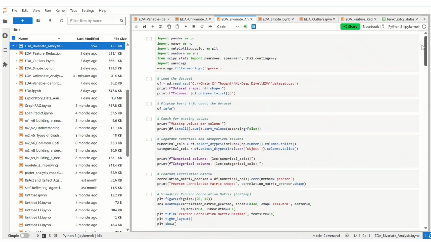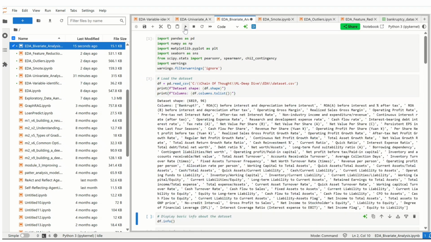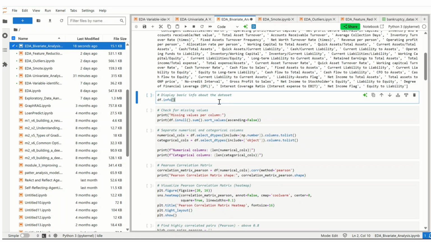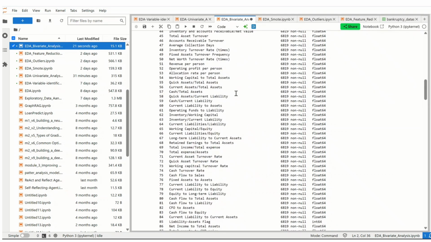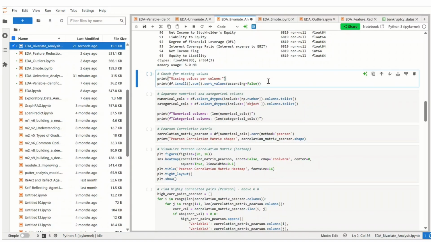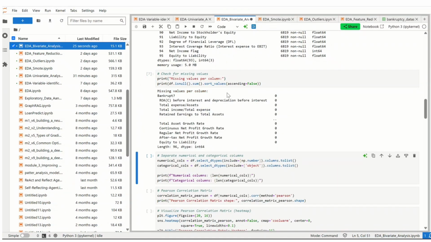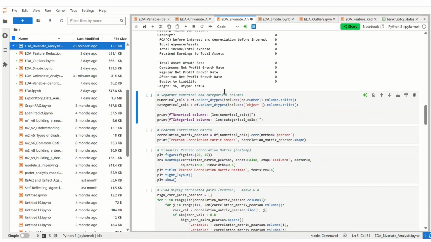So now let's get back to our Jupyter notebook and do bivariate analysis on our data. Let's first load all the libraries, pandas, numpy, load the data, the standard thing we do. Let's check the info and then check the missing values. We don't have any missing values, we are good. Before that, let's see how many categorical and numerical columns are in our data set.